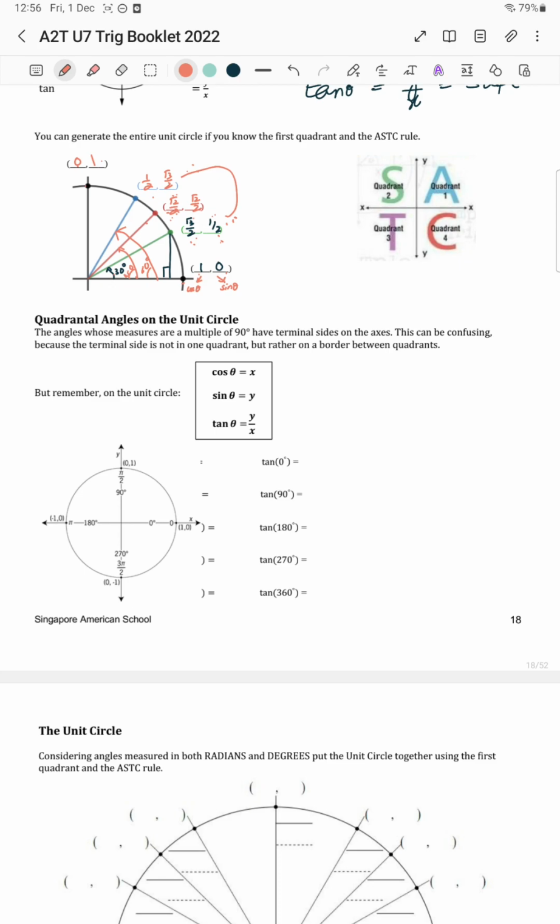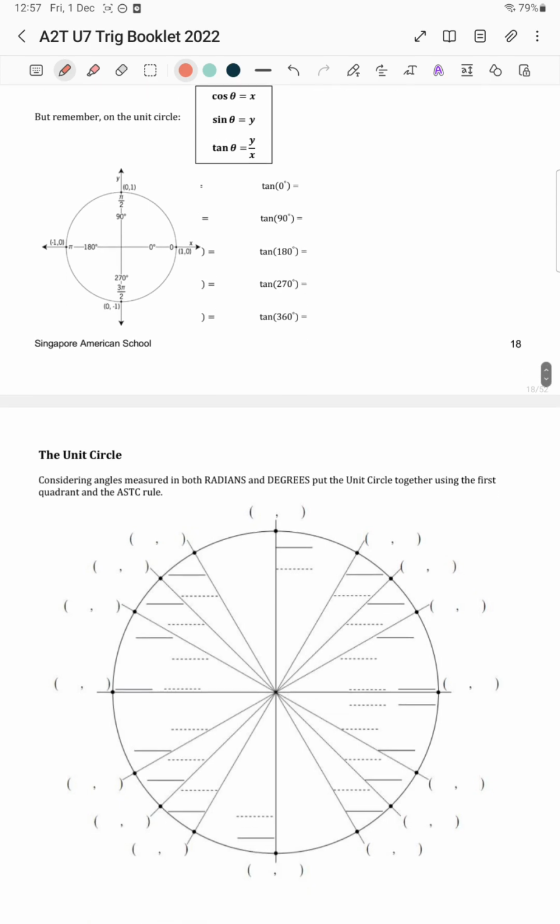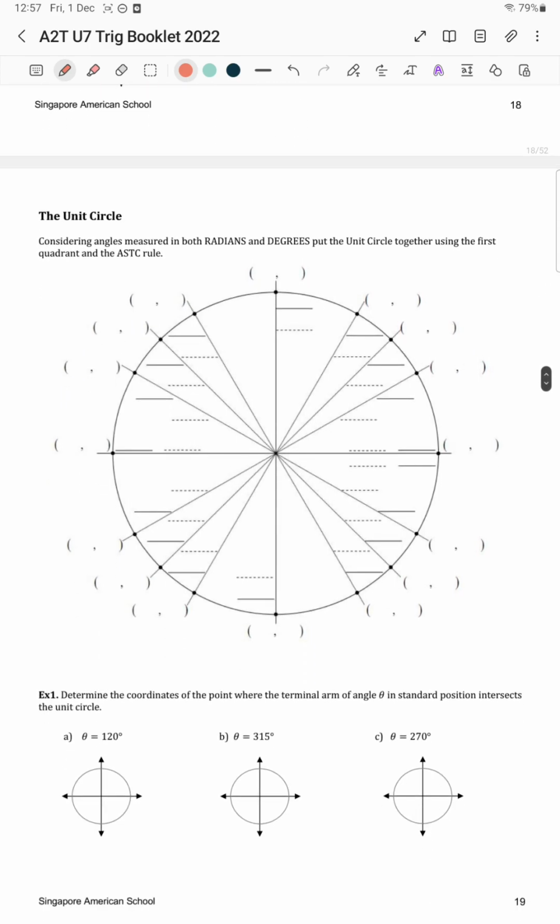Quadrant angles on the unit circle. The angles whose measure is a multiple of 90 degrees have terminal sides on the axis. This can be confusing because the terminal side is not in one quadrant but rather on a border between the quadrants. Cos theta is equal to x, sine theta is y and tan theta is y by x. But remember, we are going to fill this using the unit circle.